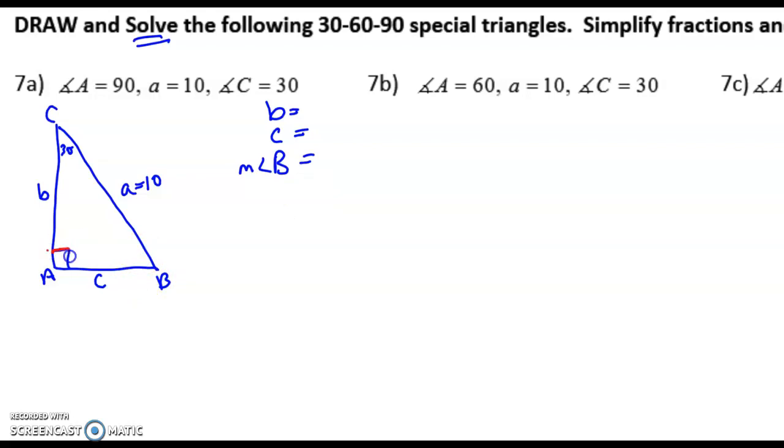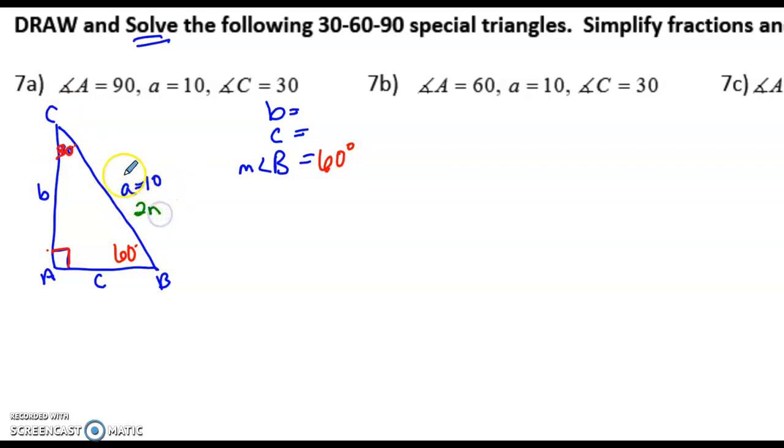So we've got a 90-degree angle and a 30-degree angle. So we subtract from 180, and we're left with a 60-degree angle for angle B. Okay, so on to side B and C. We can't use the Pythagorean theorem because I don't know two sides. I only know one side. So we have to use the 30, 60, 90 relationships.